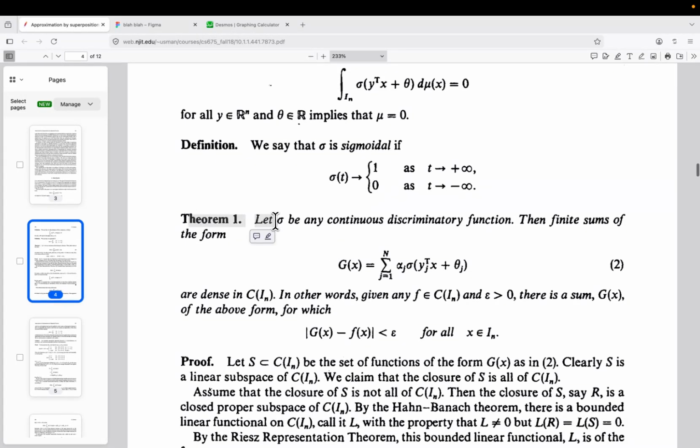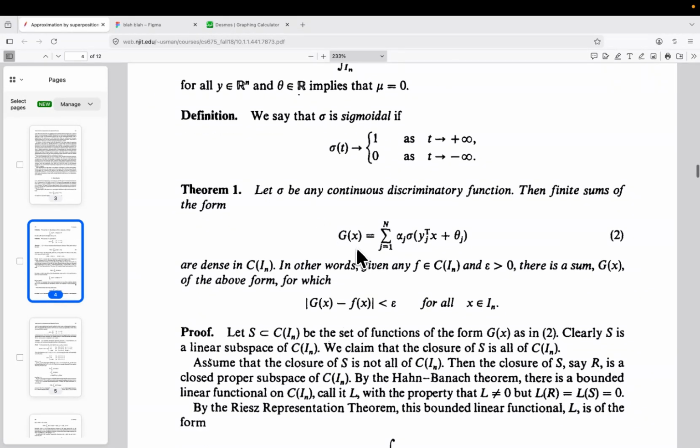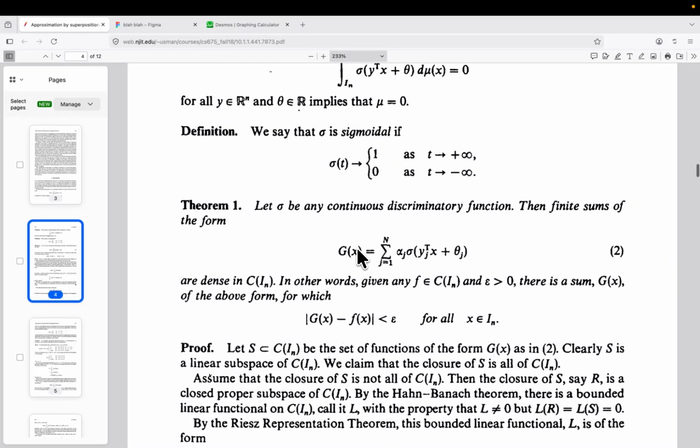Alright, the first theorem, here is where we're gonna be cooked. Let sigma be any continuous discriminatory function.